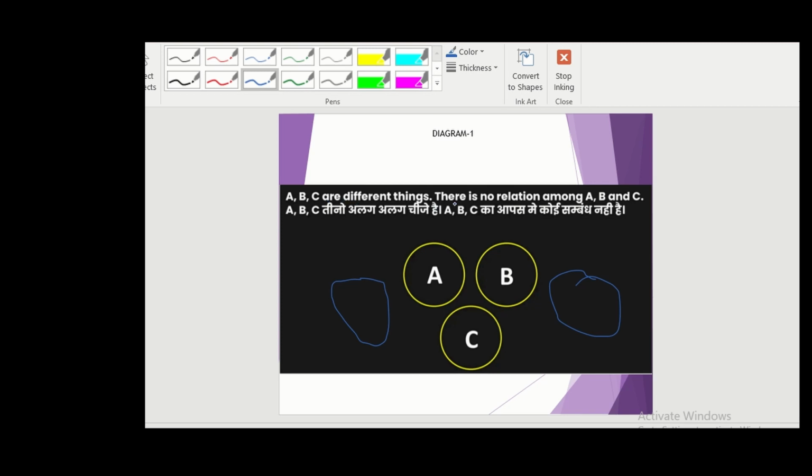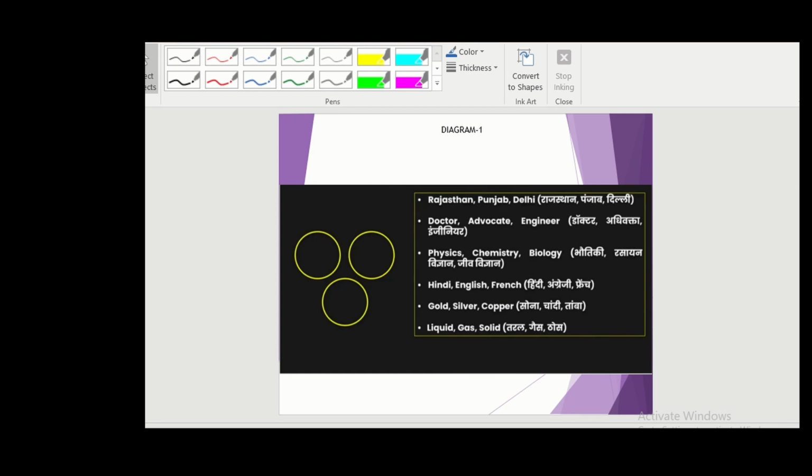A, B and C are different things, as there is no relationship among A, B or C. So there are 3 parts, 3 things, and they are not relatives. We will understand it with an example. Okay, let's take an example like this. Second example: doctor, advocate, and engineer.